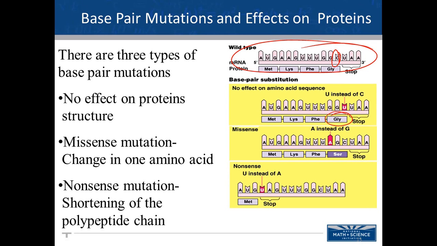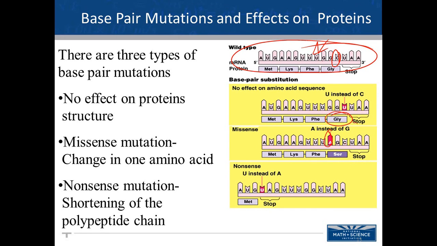Alright, so now let's suppose that at this position, instead of a G, we have an A. So instead of being GGC, it is now AGC, and that does make a difference.